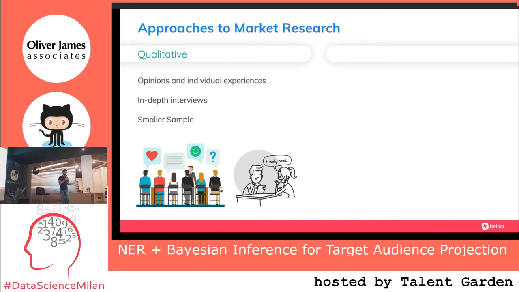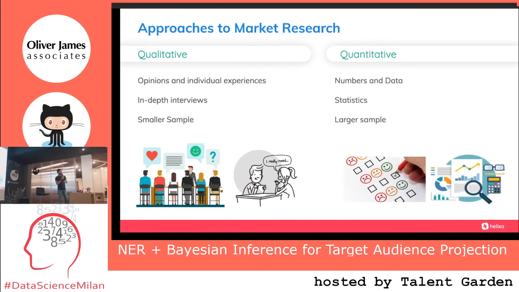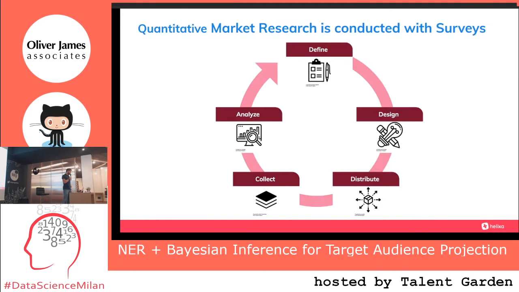Now, market research traditionally follows two different approaches. The first one is the qualitative approach, where you already know who your customers are, you invite them, for example, for an interview, you create a study group, and then you ask questions. So you get very detailed insights about those people, but it's very limited by the number of people you can actually interview. Or you can follow the quantitative approach, where you work with numbers, you collect large samples of data, and then you analyze afterwards. Of course, we're gonna focus on the quantitative side of market research.